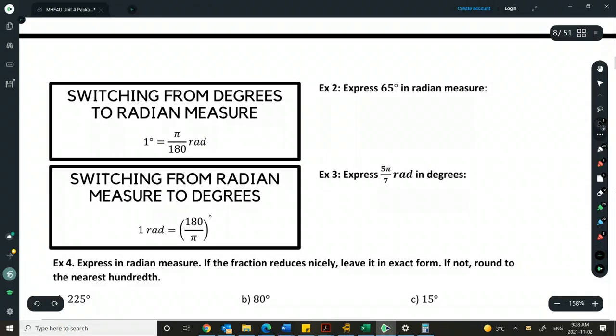Okay, so let's work on switching between degrees and radians. Anytime I have degrees, I'm going to multiply by pi over 180 radians to switch into radians. And if I'm trying to do the reverse, if I have radians and I want to switch into degrees, I'll multiply by the reciprocal, so 180 over pi. So if I have 65 here, I'm going to multiply by the relationship that we talked about here. Multiply by pi over 180. And you'll have some things that cancel.